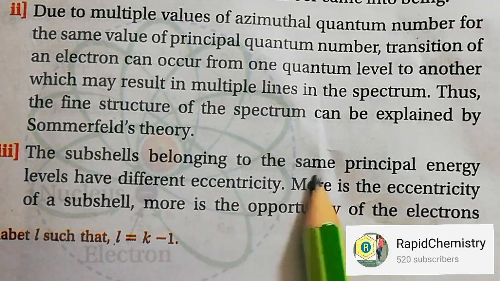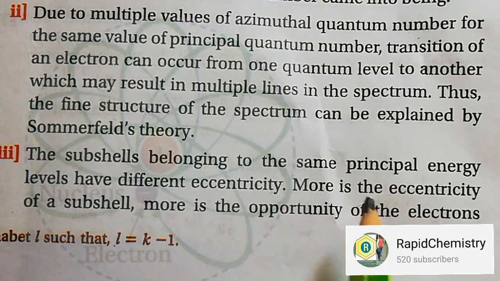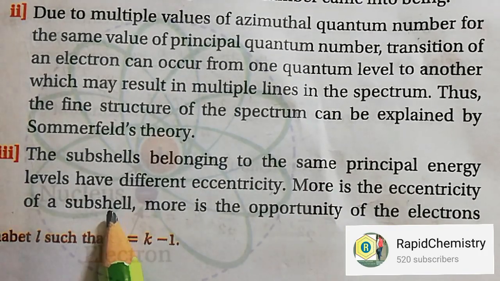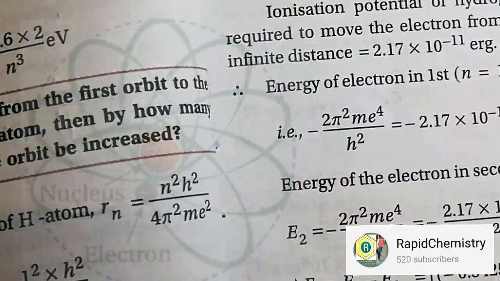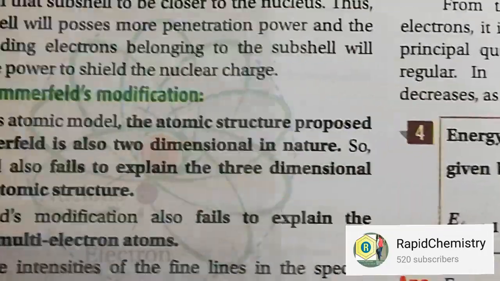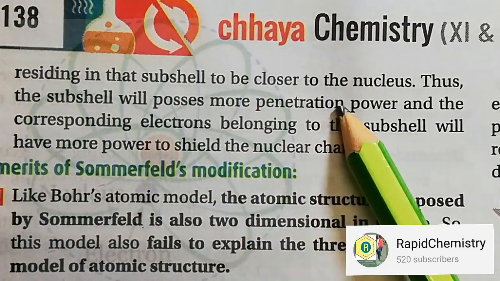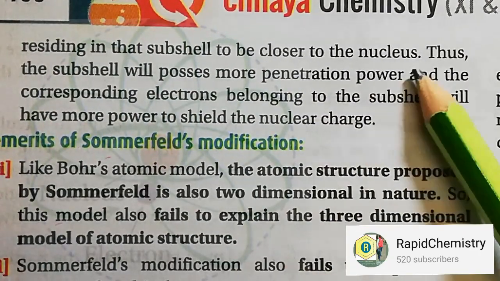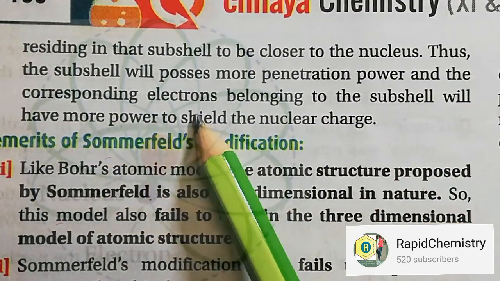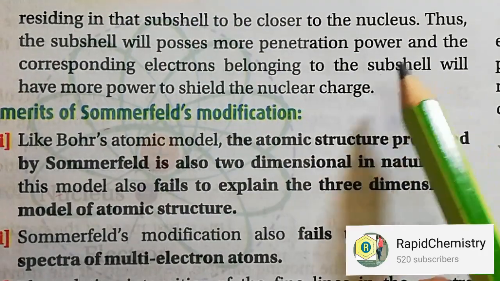The subcells belonging to the same principal energy levels have different eccentricity. The greater the eccentricity of a subcell, the greater the opportunity for the electrons residing in that subcell to be closer to the nucleus. Look at here. Thus the subcell will possess more penetration power, and the corresponding electrons belonging to the subcell will have more power to shield the nuclear charge.